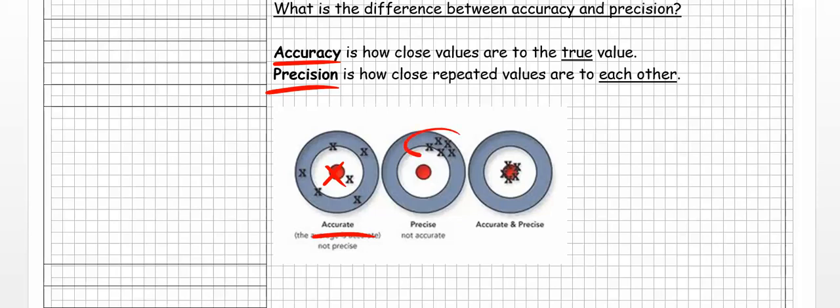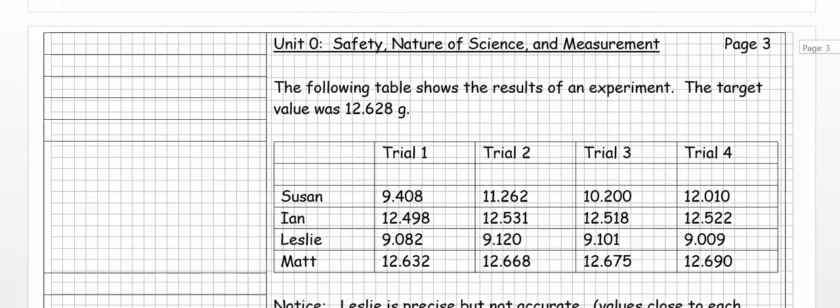Now look at this one right here. These are clustered in this area here, so they're precise. They're close to each other, but they're not close to the target, which is the red bullseye. But look at these. These are accurate and precise. They're close to the target, and they're close to each other, so these have accuracy and precision.